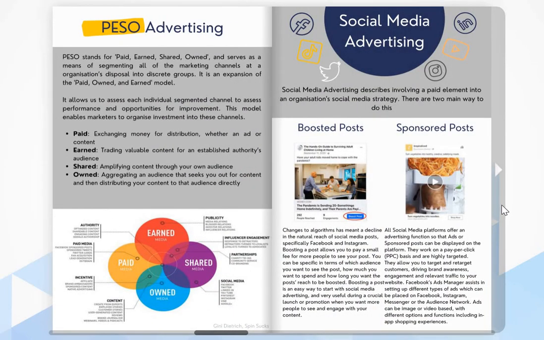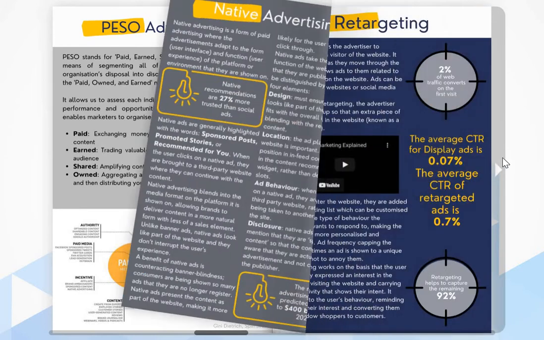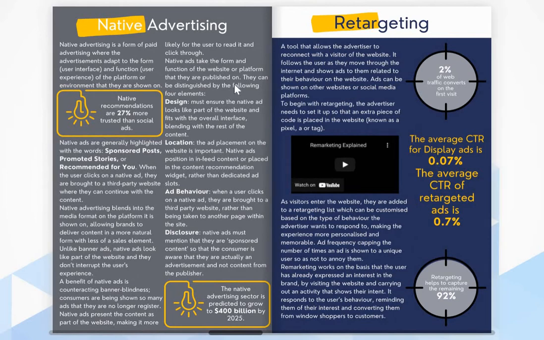And then we go into PESO. PESO is a kind of adaptation of the paid, earned, owned media model, but it inserts the shared option as well. So there's a bit of a picture here which explains a bit more about it. And then we go into social media advertising, and then there's a bit of an explanation about boosted posts and sponsored posts. And then native advertising.